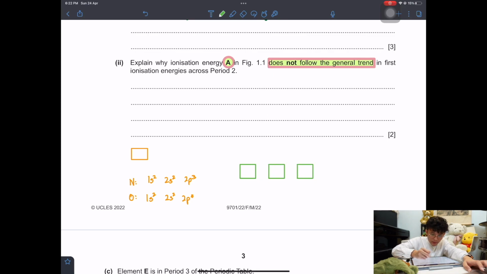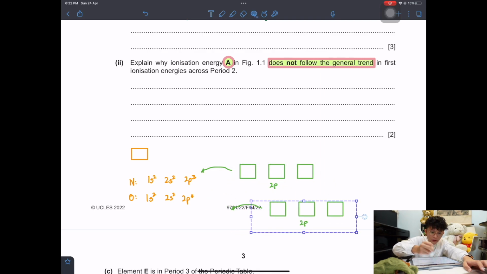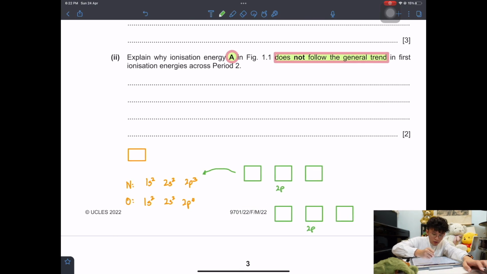I just assume this is my 2p for nitrogen, and I'm going to duplicate it, and this is the 2p for oxygen. For the 2p of nitrogen, all the electrons are unpaired, and the first IE removes an unpaired electron. But if you look at oxygen, 1, 2, 3 and 4, the electron removed from the oxygen atom is paired. When there is a paired electron, they always fight. Just imagine you and your siblings in a room, you always fight, so there will be a repulsion. This repulsion outweighs the nuclear charge, so the IE drops.